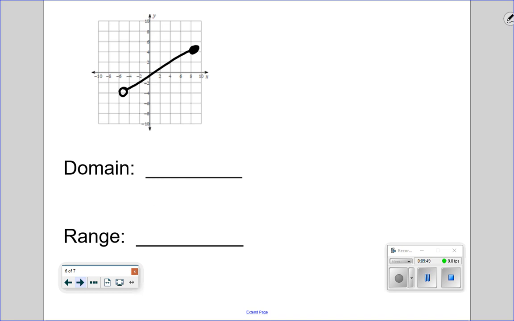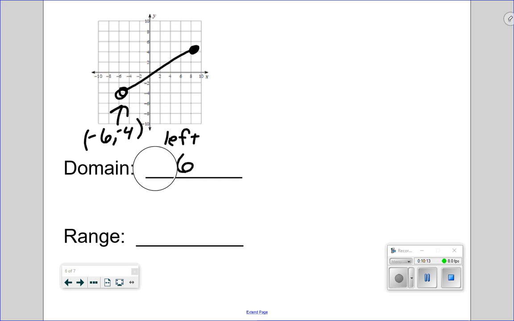Okay, one last example. We're going to have a stopping and starting point for both domain and range here. Okay, domain, we're going to find the leftmost point. That's that one. The point there is -6 comma -4. So the x value of the leftmost point on our graph is -6.